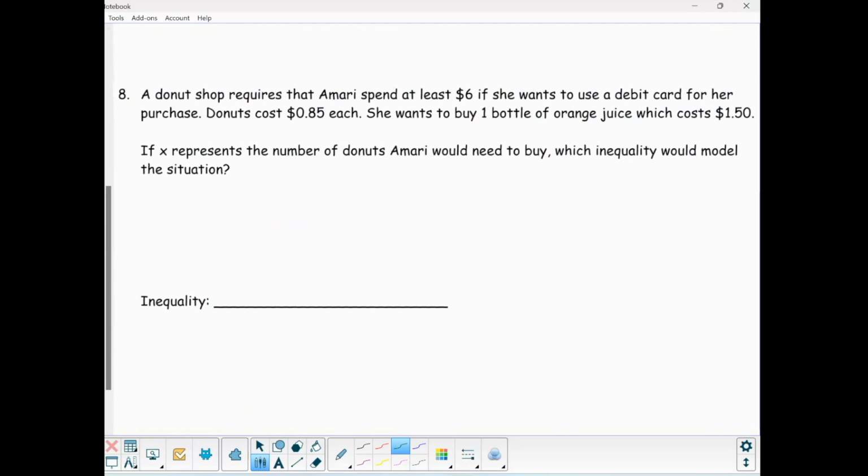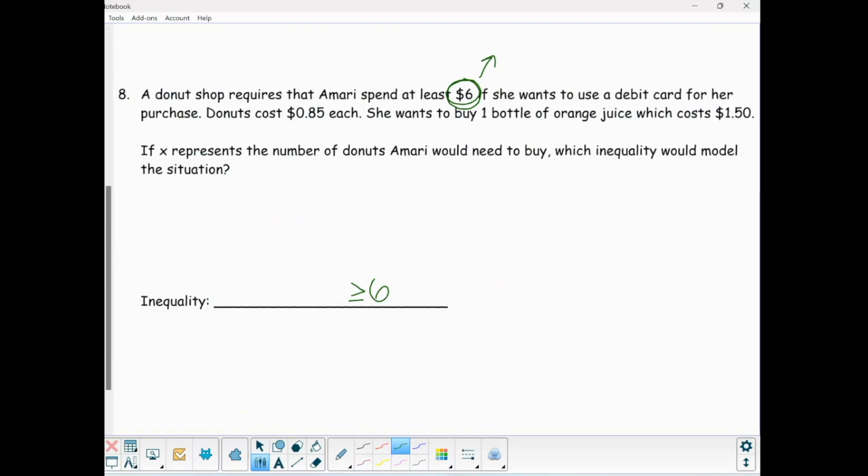So in order for Armani to use her debit card, she has to spend at least $6. That means anything above $6 is okay. So we know the total she's going to be spending is $6, and we know that whatever the total cost is going to be, it has to be more than or equal to $6, because no matter what, she has to spend at least. So this is the lowest amount. 6 is not the most.